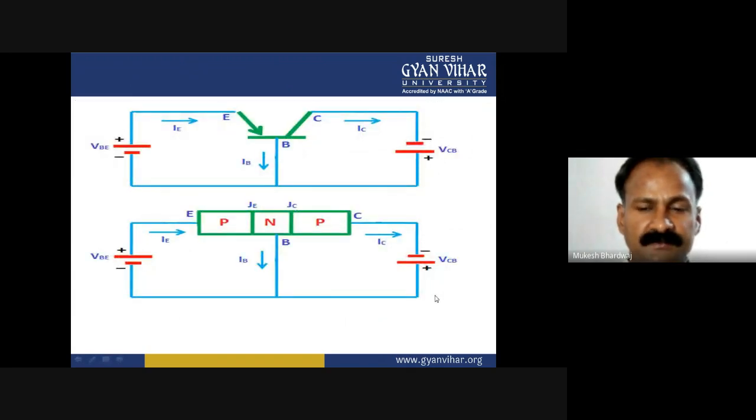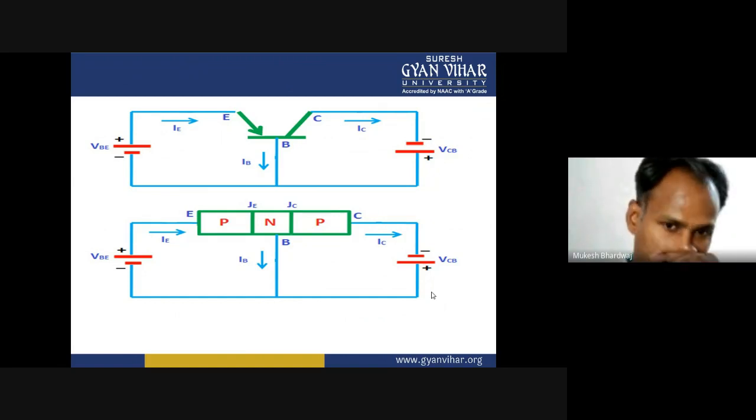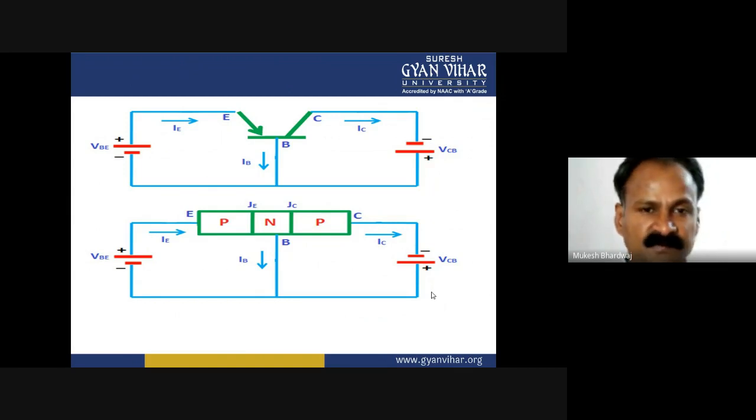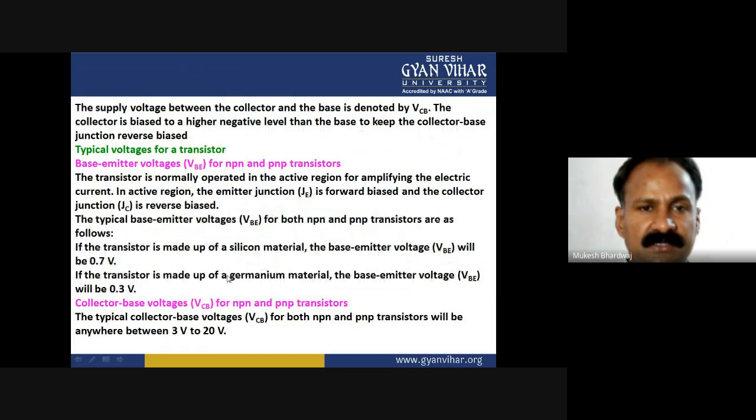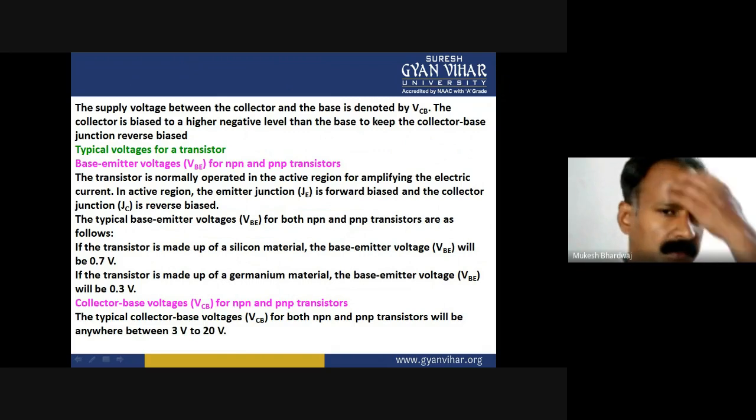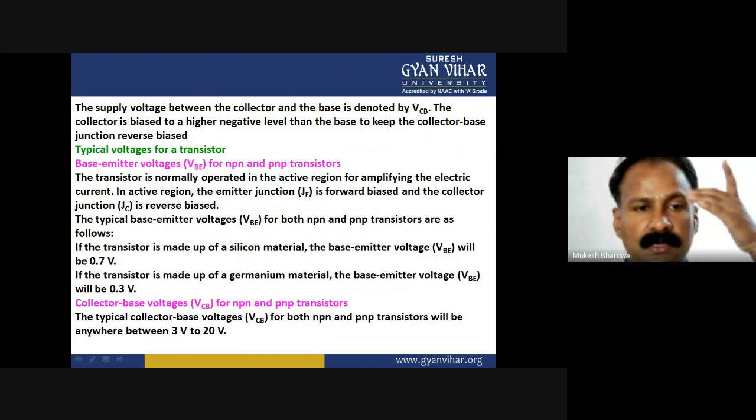This is for the PNP, which is almost similar to the NPN, but the biasing is almost in the opposite way, and due to that the current starts flowing, and the arrowhead represents the direction of flow of current. The supply voltage between the collector and the base is denoted by VCB. The collector is biased to a higher negative level than the base to keep the collector base junction reverse biased.